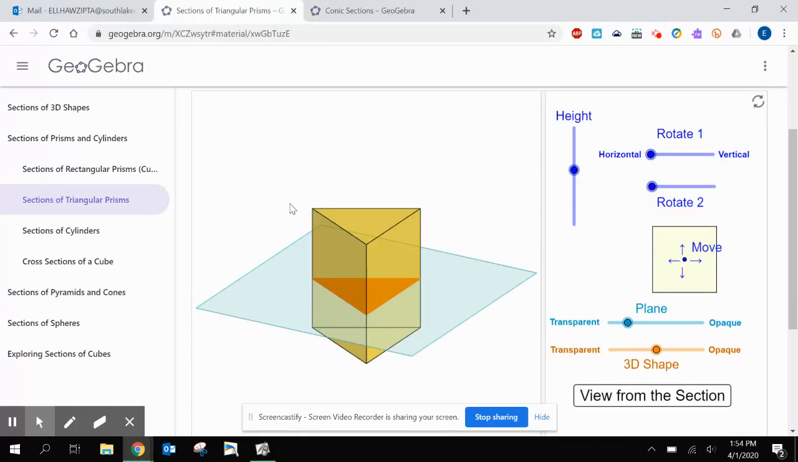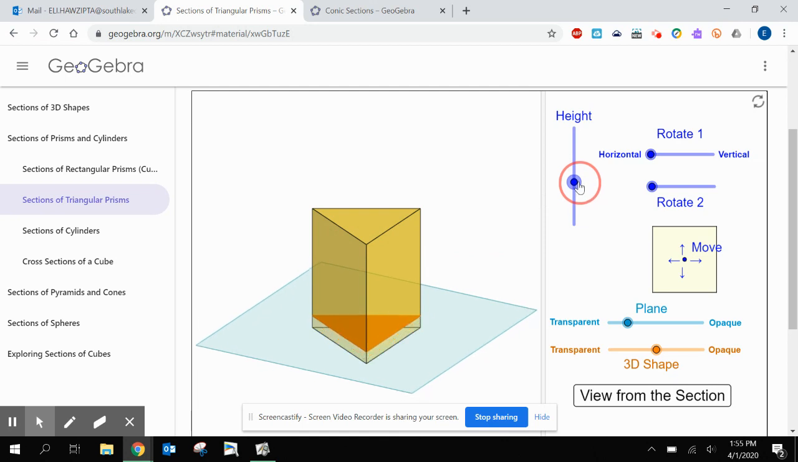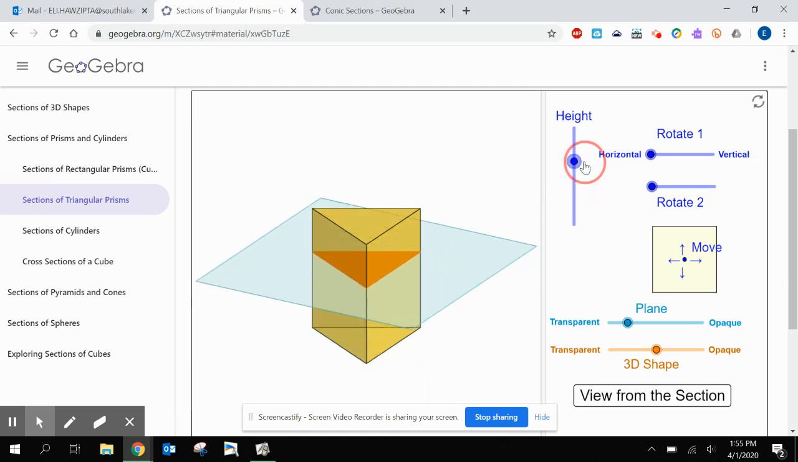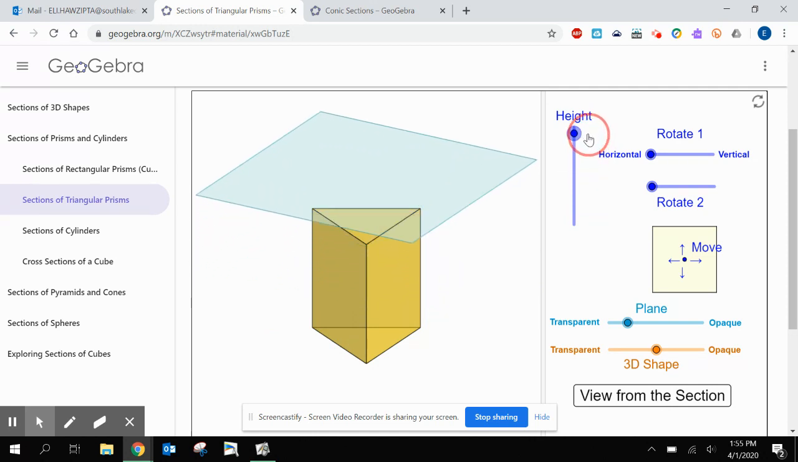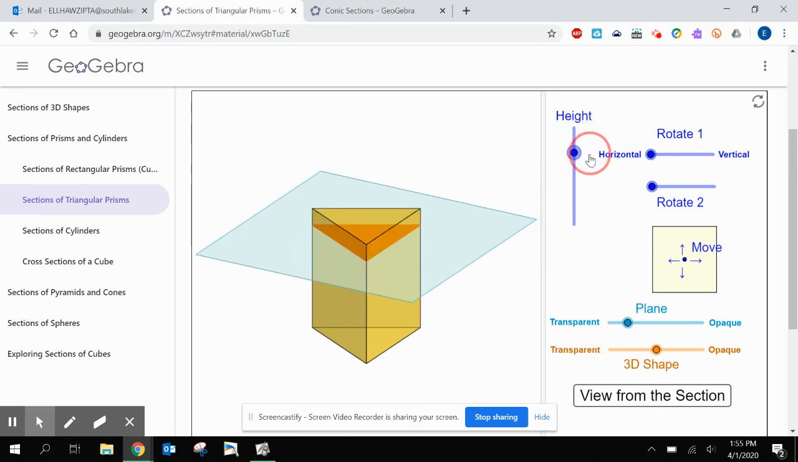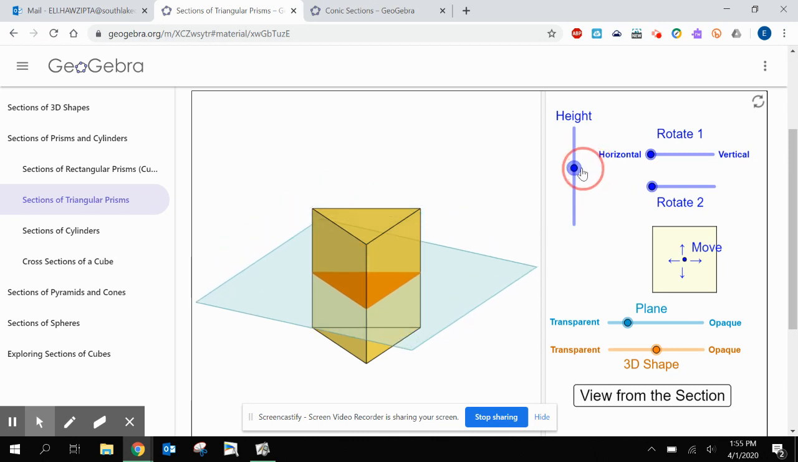All right, so let me go to this animation here. And so what I have is a triangular prism, and I have a cross section that is this light blue plane. And I'm just going to scroll this down a little bit. So as I move the plane up and down, notice the cross section's height also changes. And if the plane is above the figure, it does not intersect it, so there's no cross section. So when the plane actually intersects the solid, it creates a cross section here. All right, so here's my cross section, and I'm just going to play around with this a little bit and let you see the animation here.